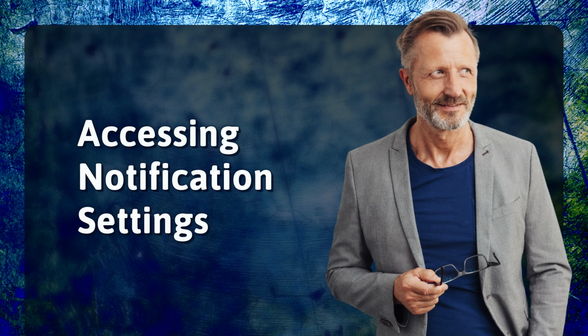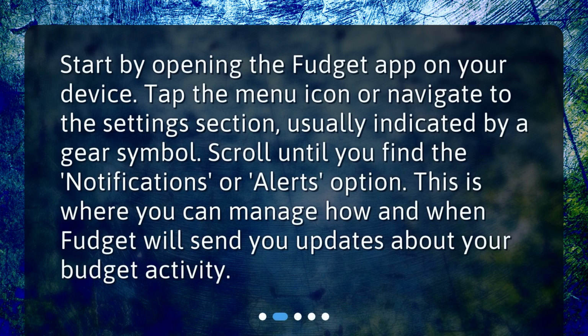Accessing notification settings. Start by opening the Fudget app on your device. Tap the menu icon or navigate to the Settings section, usually indicated by a gear symbol. Scroll until you find the Notifications or Alerts option. This is where you can manage how and when Fudget will send you updates about your budget activity.